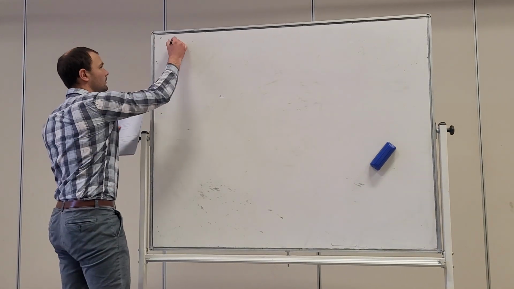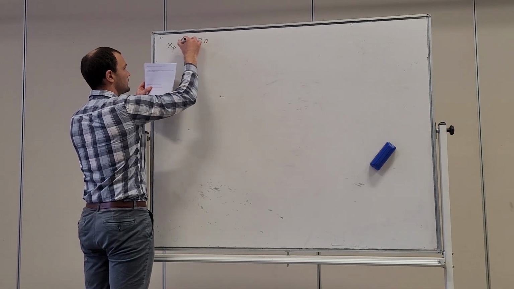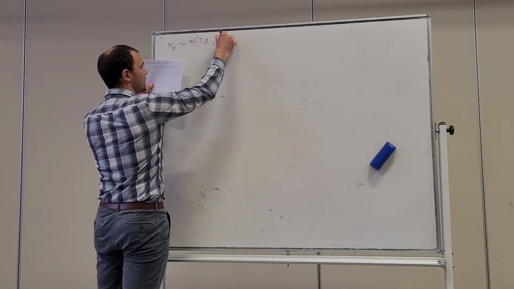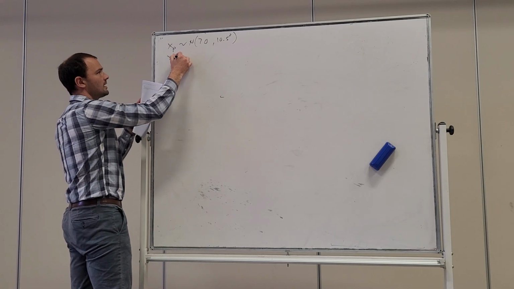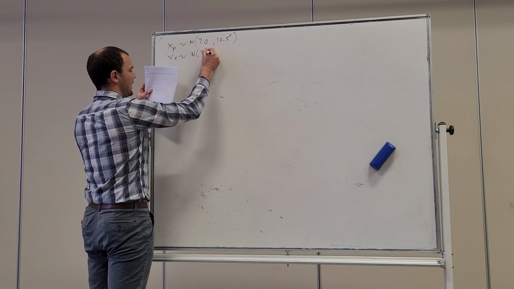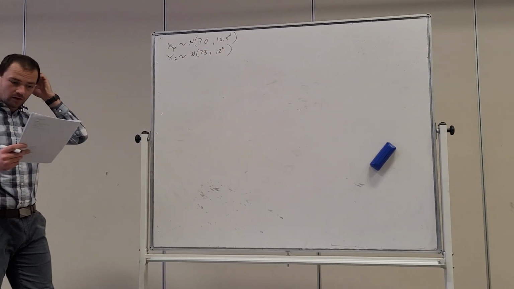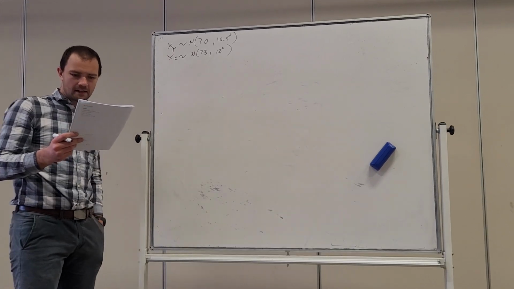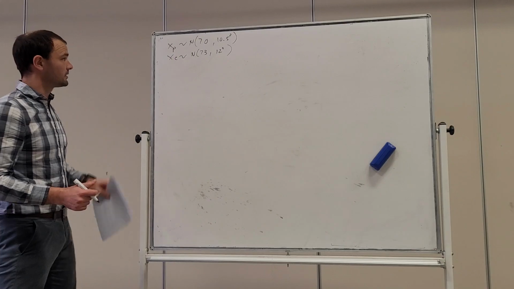I'm going to write it up here. Mean of 70, standard deviation 10.5. And for the chemistry class, it's a mean of 73 and a standard deviation of 12. Okay, Lucy got 83% in physics and 85% in chemistry. What subject did she do better in compared to her peers?